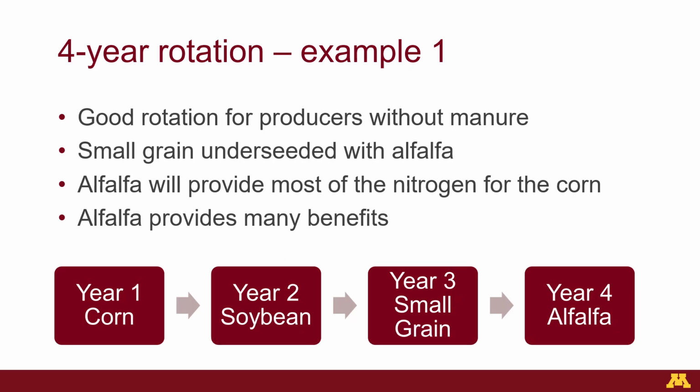Our next example is a 4-year rotation. Year 1 is corn, Year 2 is soybean, Year 3 is a small grain like oat, barley, or spring wheat, and Year 4 is alfalfa. This 4-year rotation is a good one for producers who don't have access to manure, but it also requires them to have a market for the alfalfa hay. The alfalfa is underseeded with the small grain in the spring. Perennial legume crops such as alfalfa provide many soil benefits and can help control weeds.